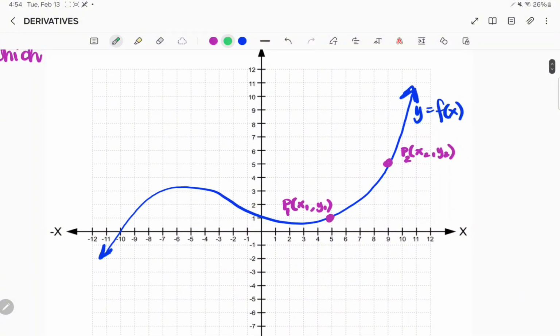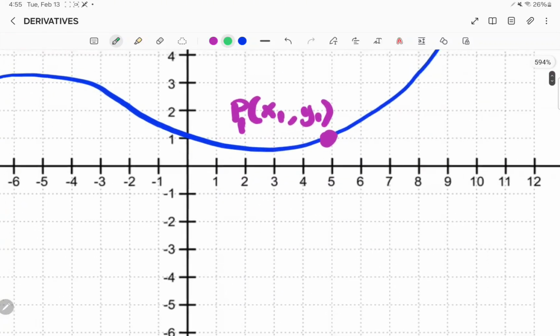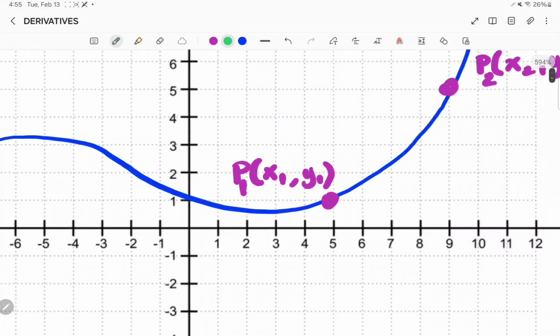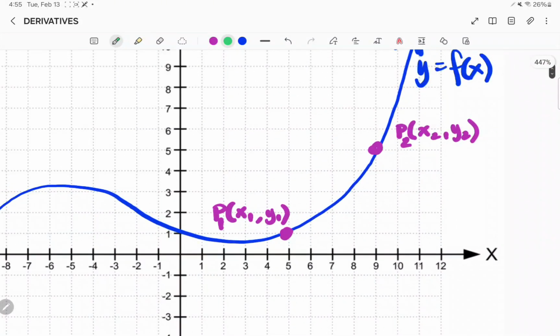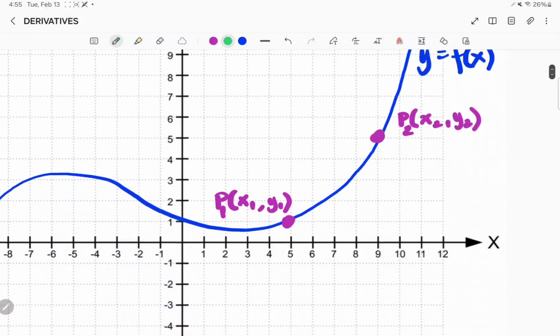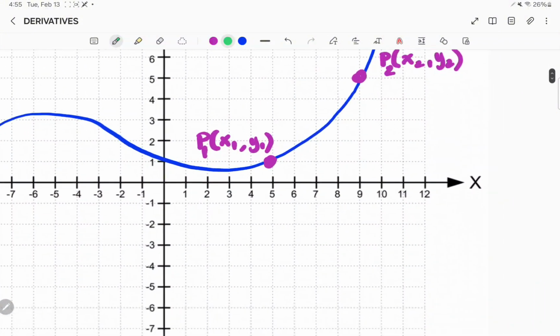On your screen, you have an illustrated function, which is y equal to f of x. There is an original point p sub 1 and it changes its position to p sub 2, which is x sub 2 and y sub 2. Now we will be taking the change of x, since the point moved from point 1 to point 2.